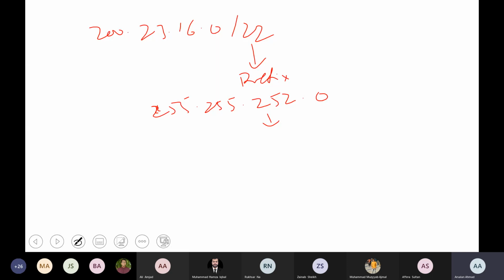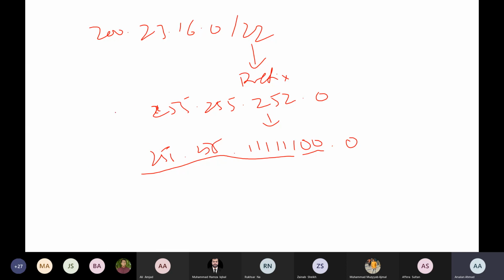Zero. Now, if we carefully look at this portion, this is 11111100. These are host ID, and then onward this 0 is also host ID, and previously this 255 are all subnet. This is all prefix, 255.255, right? This is clear.